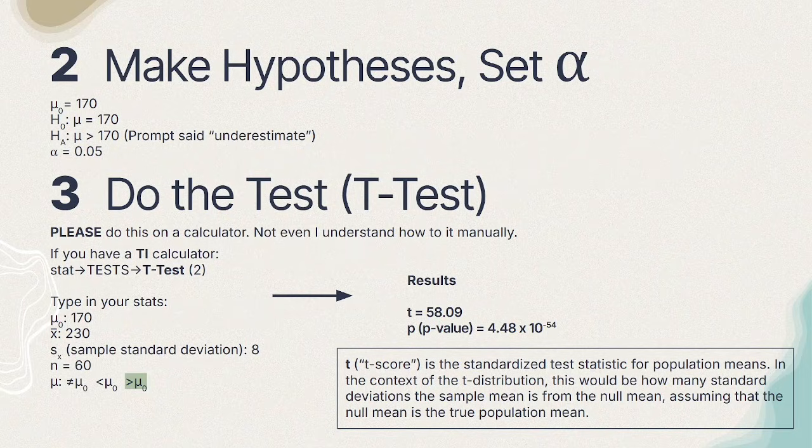On our calculator, go to TESTS, T-Test, and plug in mu0 as 170, x bar as 230, sample standard deviation as 8, n as 60, and select greater than mu0. This gives us a t-score of 58.09 and an incredibly small p-value of 4.48 times 10 to the negative 54.